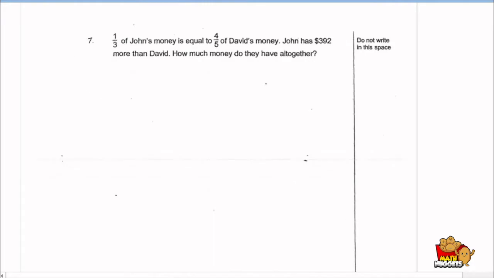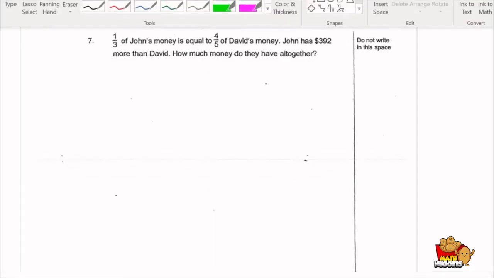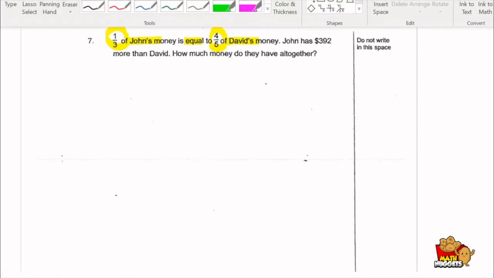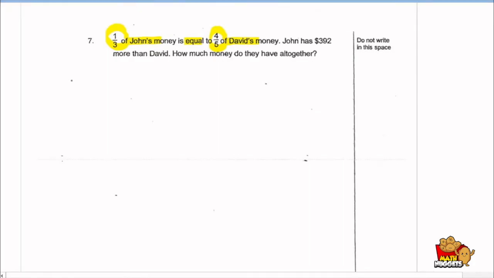Question 7, equal fractions. So what do I mean by equal fractions? A fraction of John is equal to a fraction of David's. So this tells me this is the equal fractions concept. So what will I do with the equal fractions concept?